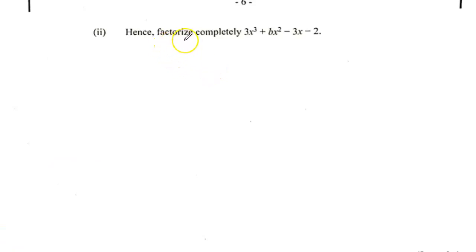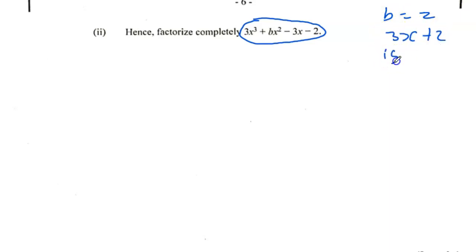So next we're asked to hence factorize completely the expression. Now we know that b is equal to 2 from above, and we know that 3x plus 2 is a factor. So because 3x plus 2 is a factor, to get the other factor, we can simply divide the expression by 3x plus 2, right? So let's do that.